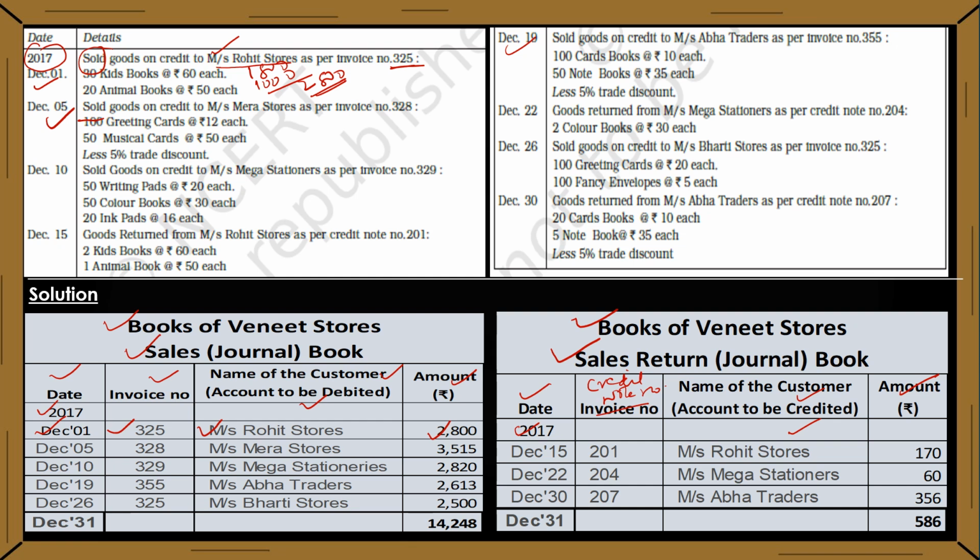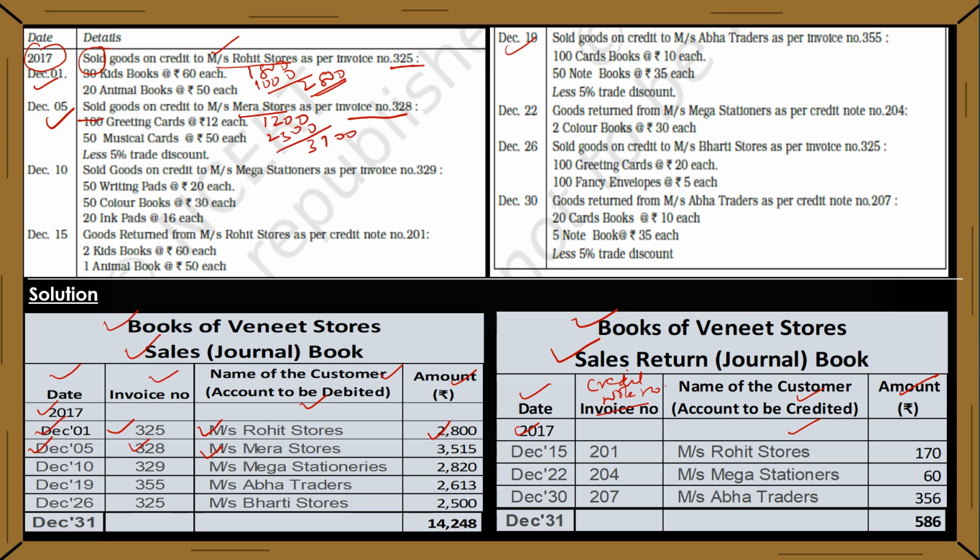Next, on December 5th, sold goods. Again, we have to take it to the sales journal book. December 5th is the date. On credit to Messrs. Meera Stores as per invoice number 328. Invoice number is 328. Name of the customer is Messrs. Meera Stores. 100 greeting cards at 12 each.